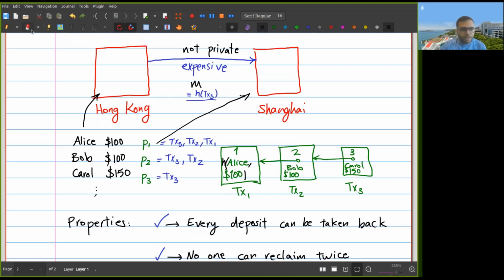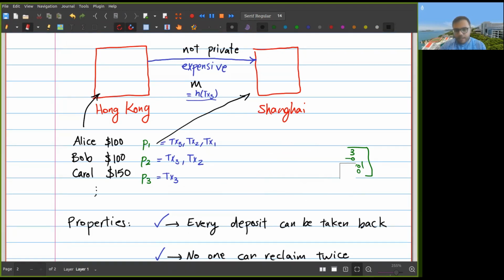Let me erase all of this. Whenever I want to hide something, I can just hash it. That's the lesson here. So I can say that Alice, when she deposits $100, she also gives me a huge random number. Let's call that N1. That's the nonce of Alice. Bob also does the same thing. When he deposits $100, he gives the branch in Hong Kong a random number, N2. Carol gives a random number, N3.